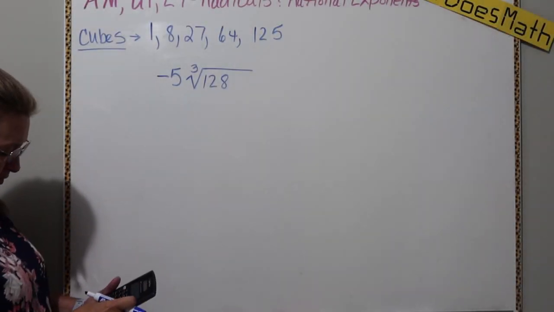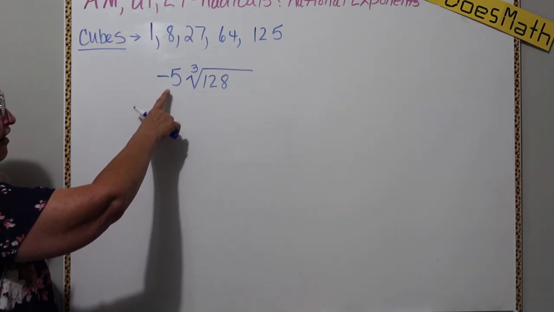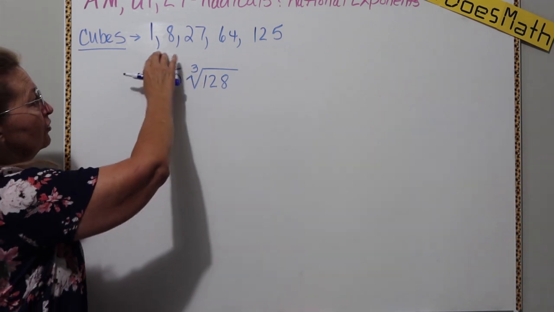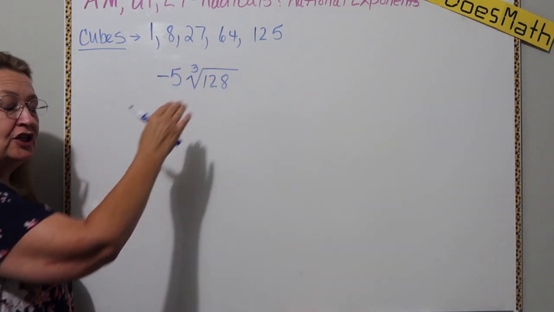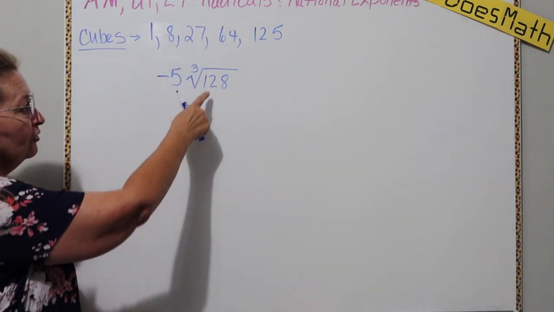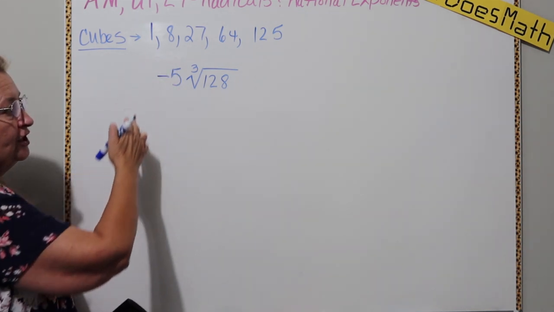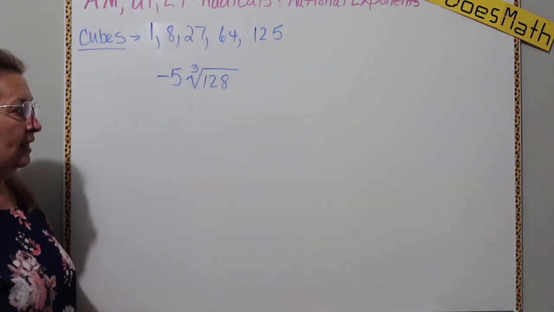Okay, let's look at example 2 now. I have -5 times the cube root of 128. Now this time I'm only interested in factors that are perfect cubes. So, like, will 2 go into 128? Yes, it will, but 2 is not a perfect cube, so I'm not interested in that.